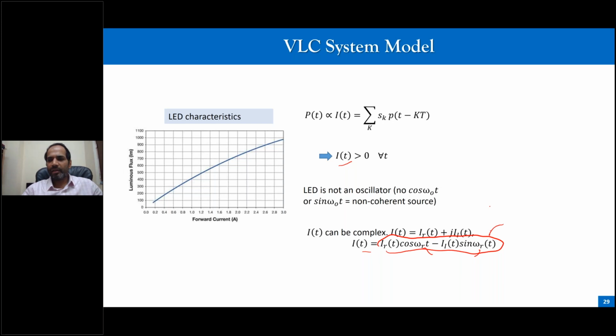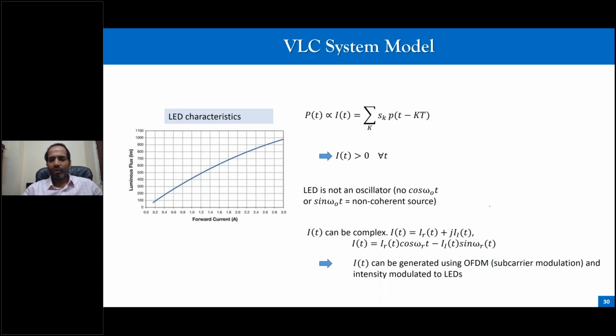So this is a real signal, no problem. And as long as the entire signal is positive, that we have to remember, the entire signal has to be positive. As long as the entire signal is positive, no problem. But the signal that you are feeding to LEDs can be a complex signal, or it can be built using sine and cosine terms. So this IT that you can feed to LEDs can be generated using orthogonal frequency division multiplexing and so on.